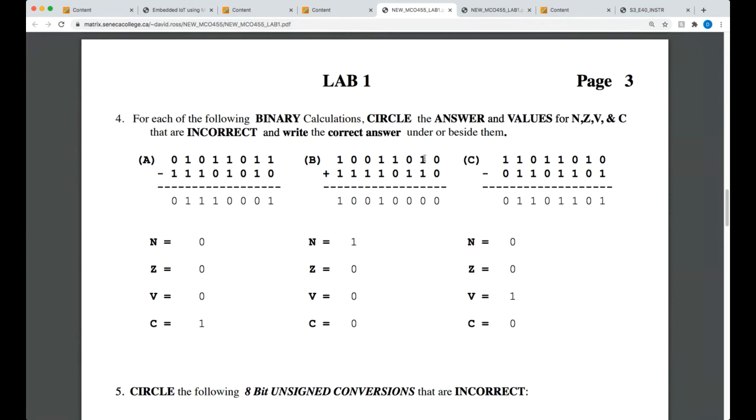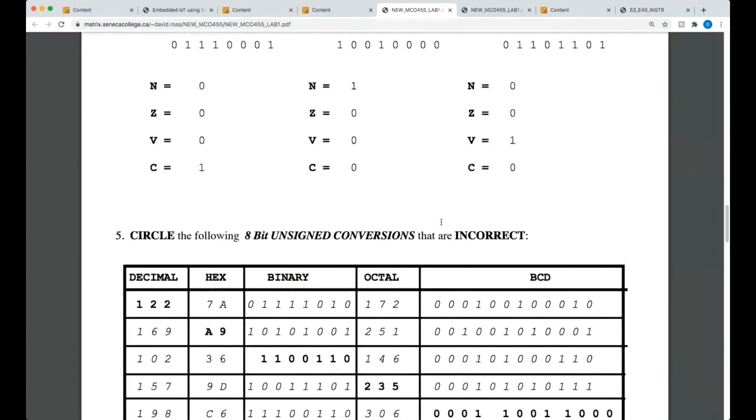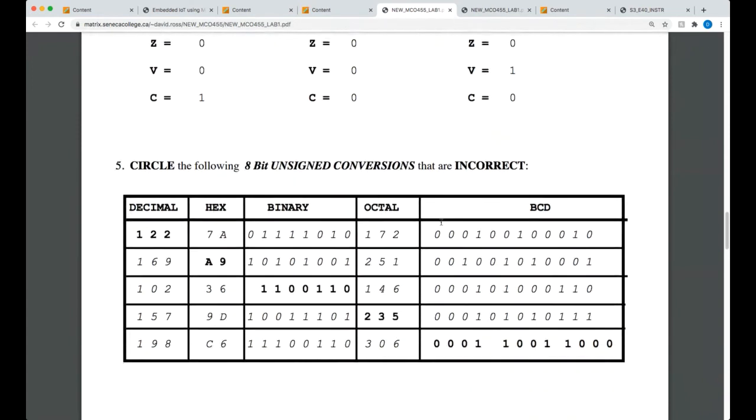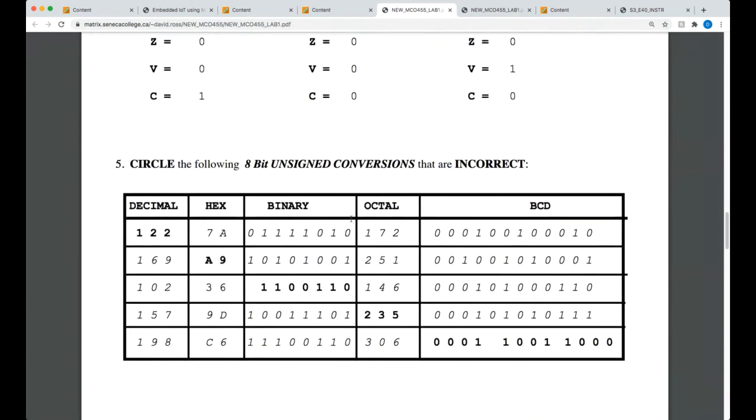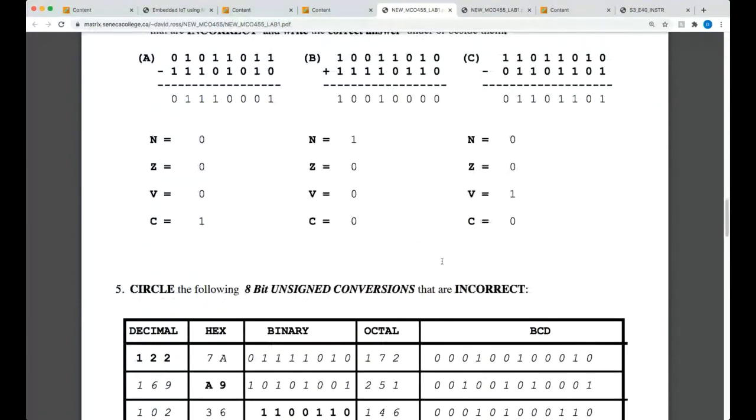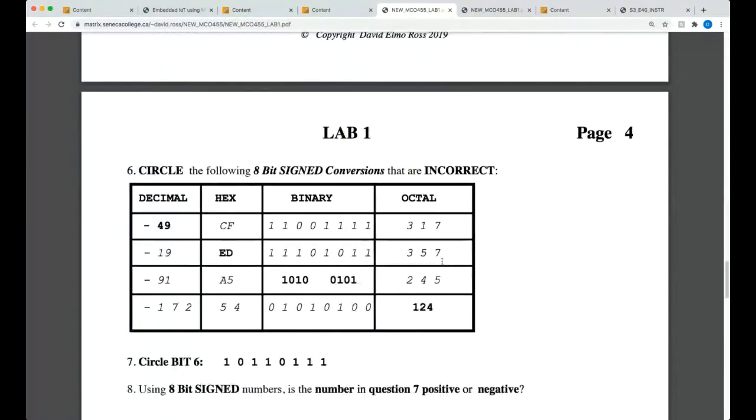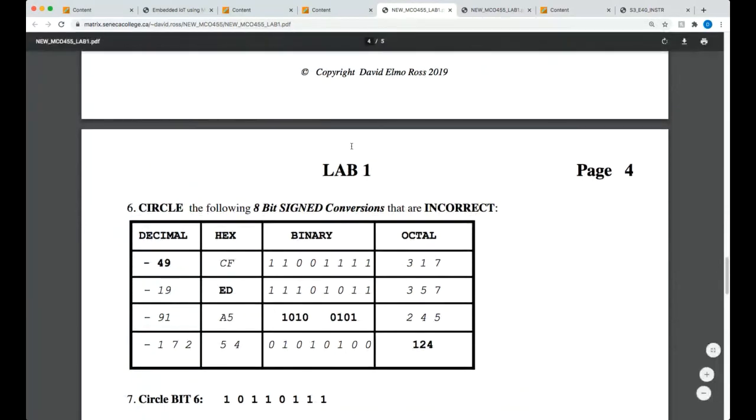So anyway, we're going to have to know how to do binary addition and subtraction. And again, 8-bit unsigned conversions. We'll deal with that in the E and F group, but we will look a little bit at this adding and subtracting later. But we'll see that we have something called 8-bit signed conversions.